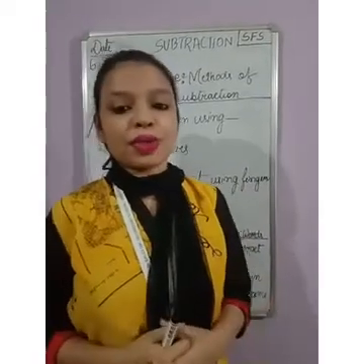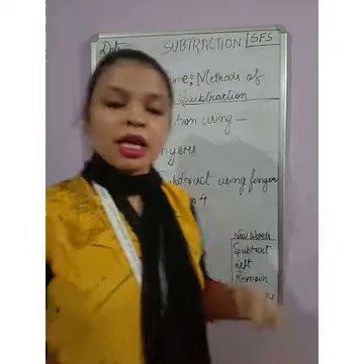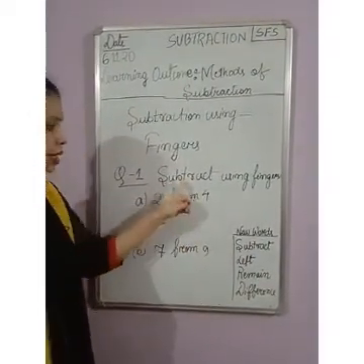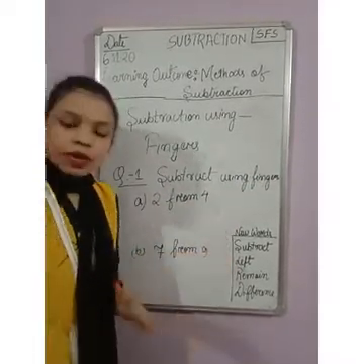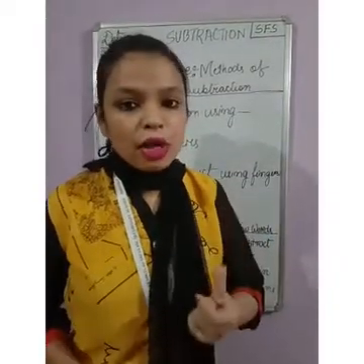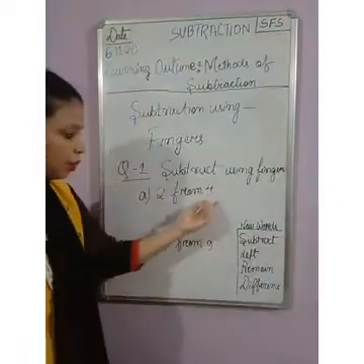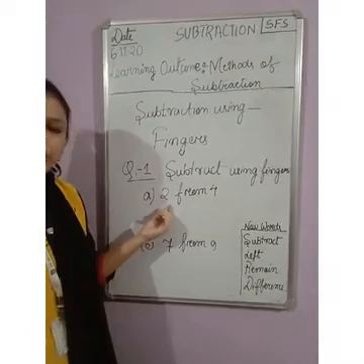How to do subtraction using fingers, in terms of numbers? Let us find out. I have taken two questions here. The first question is: subtract using fingers 2 from 4. In subtraction, remember one thing, we always subtract the smaller number from the bigger number. The bigger number here is 4 and the smaller number is 2.